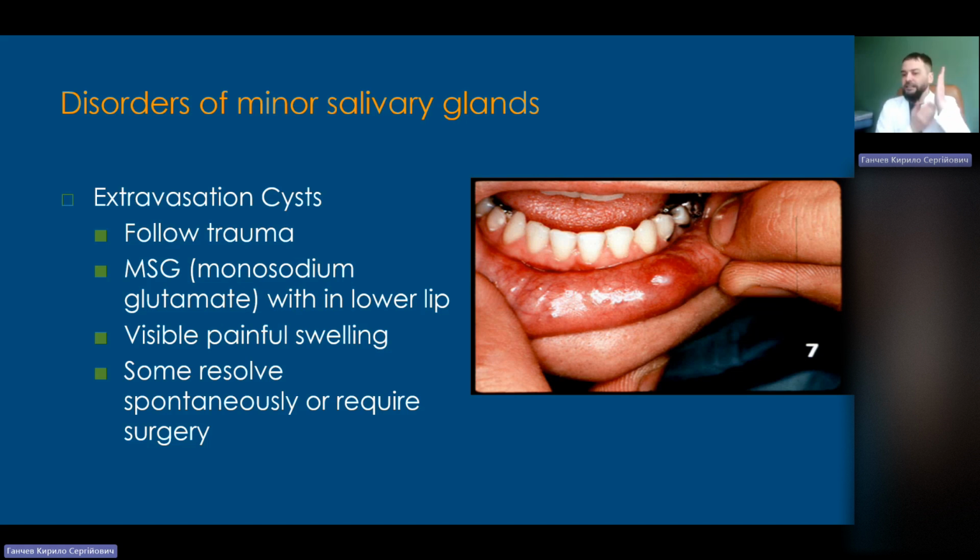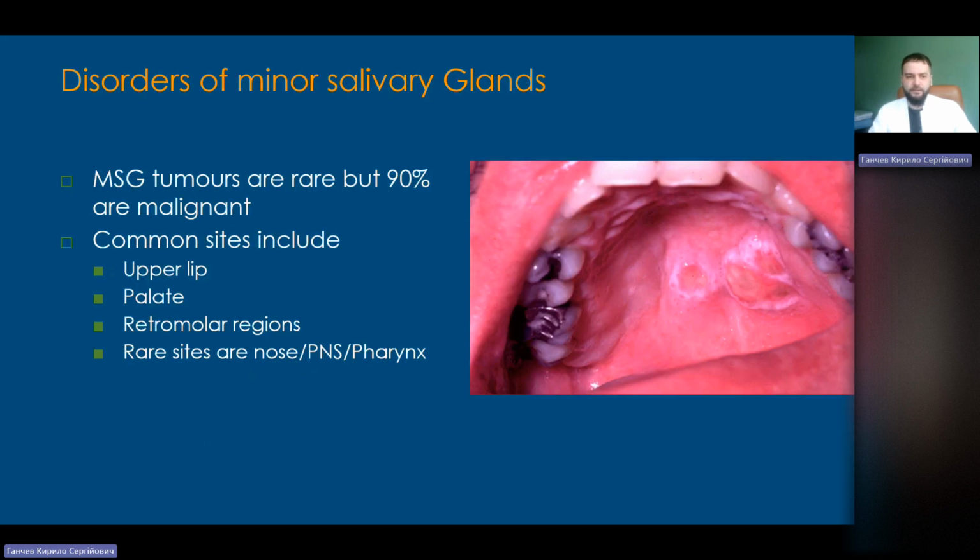But not just cut it. You have to extract it from the soft tissues with the capsule. So you cut the mucous membrane and then you put the stitches. Sutures, sorry. Okay, let's move on. There are minor salivary glands.